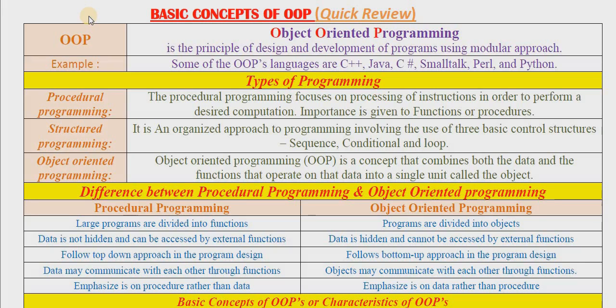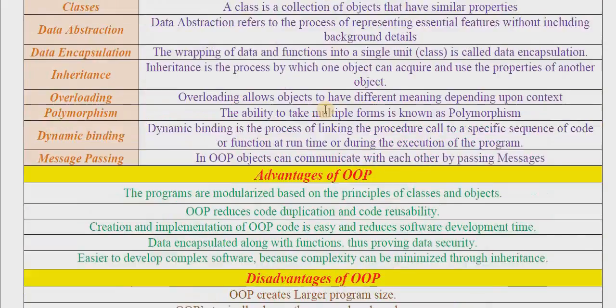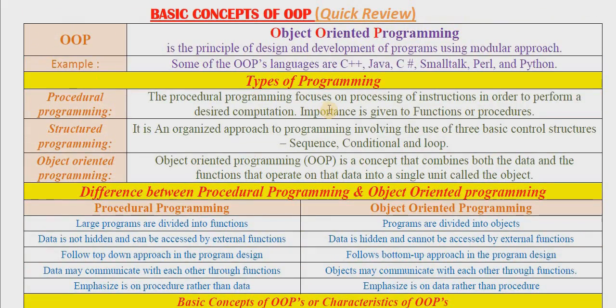Students, in last class we have completed the sixth chapter. The name is Basic Concepts of Object Oriented Programming, and I have sent you the notes of this chapter. So here I am just briefly reviewing this chapter's notes. This is the notes for the sixth chapter, Basic Concepts of Object Oriented Programming.